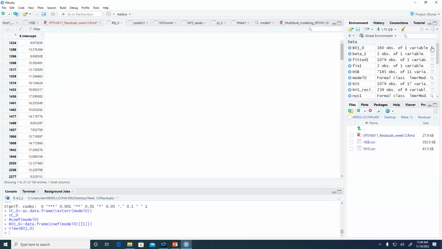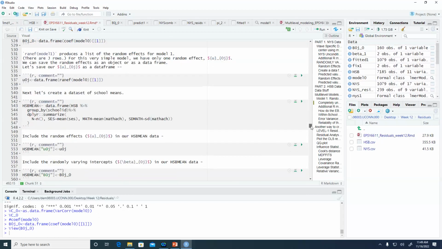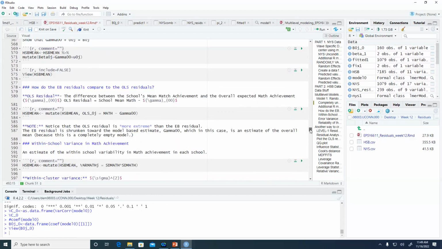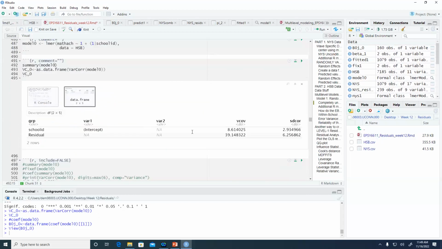We know what tau naught naught, well, what was tau naught naught, by the way? Had that. Oh, there we go. Here we go. So tau naught naught is 39.15. Sigma squared is, what is it, 8 point something? Okay, so the reliability is going to be 8.61 divided by 8.61 plus 39.15 divided by n sub j.